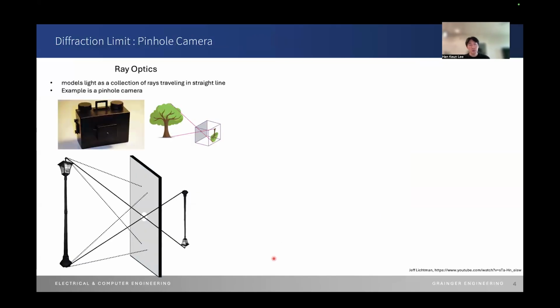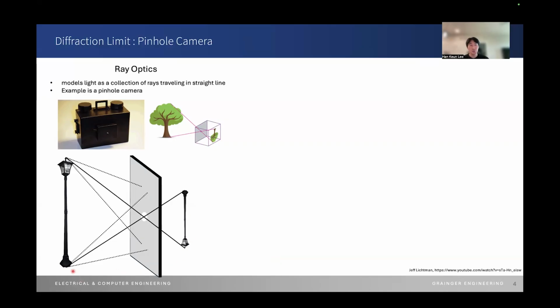But back in the days, people thought that light acts more like a straight line, and ray optics models light as a collection of rays traveling in a straight line. An example of this ray optics is a pinhole camera, where a pinhole or tiny hole is in the center of the camera. When light hits an object, it scatters everywhere, but only a certain portion of the light will pass through this pinhole and will reach the imaging plane.